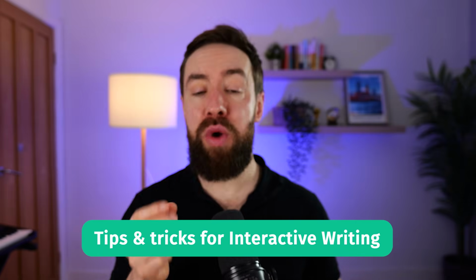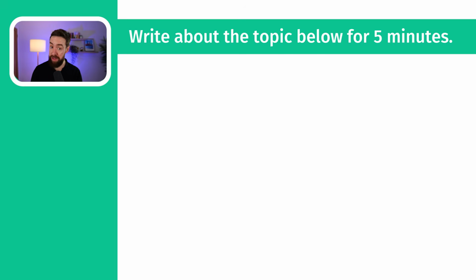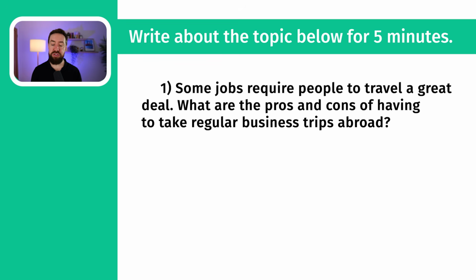First of all, let's do a quick review of what interactive writing looks like. So, you'll get a first question. We've got an example here. It's right at the top, and you have 5 minutes. The topic there: Some jobs require people to travel a great deal. What are the pros and cons of having to take regular business trips abroad? Okay, that's our first question.